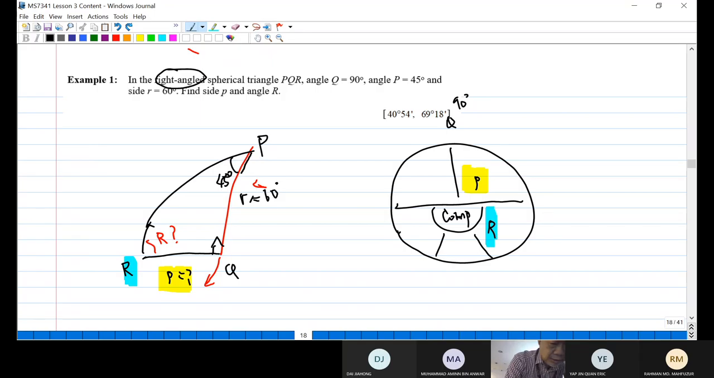Accidentally change the color. So this time clockwise. Right after R already, you get the side which is opposite Q now, so we call it small Q here. Label it small Q. So this Q here. Let me use a green color here.